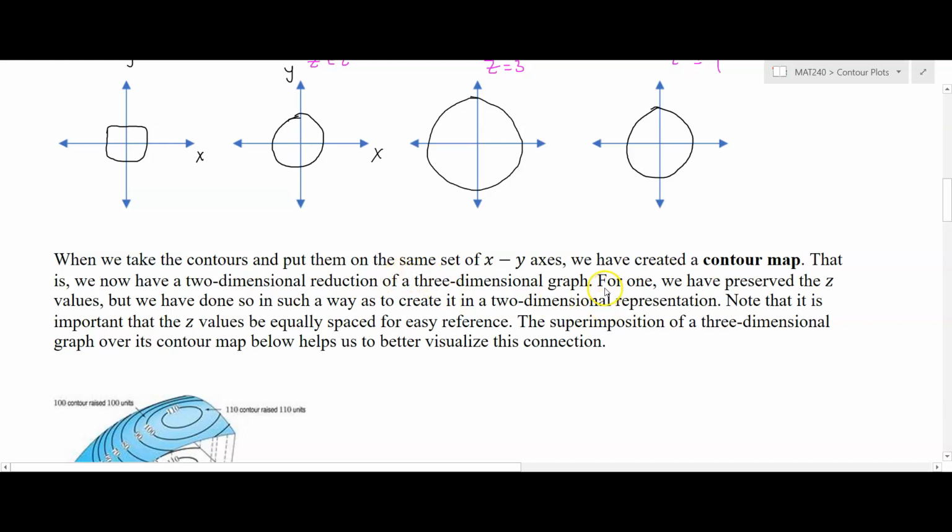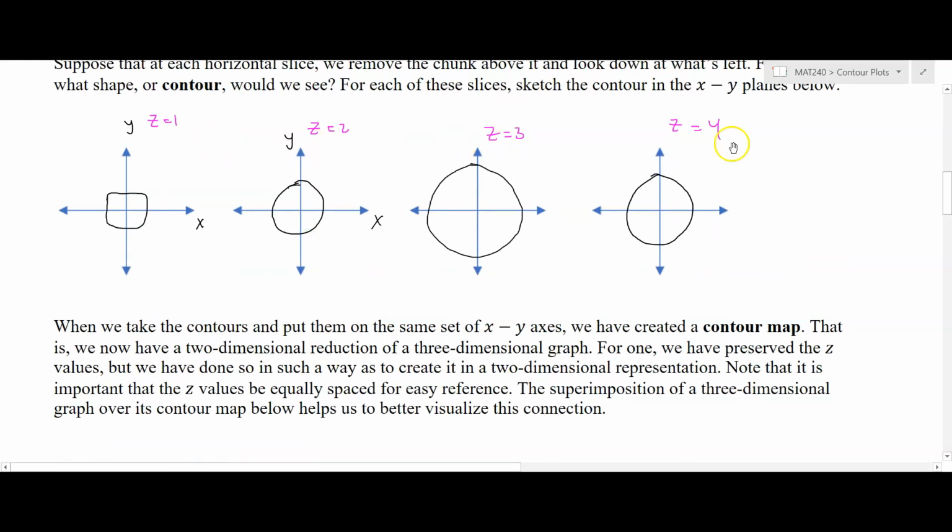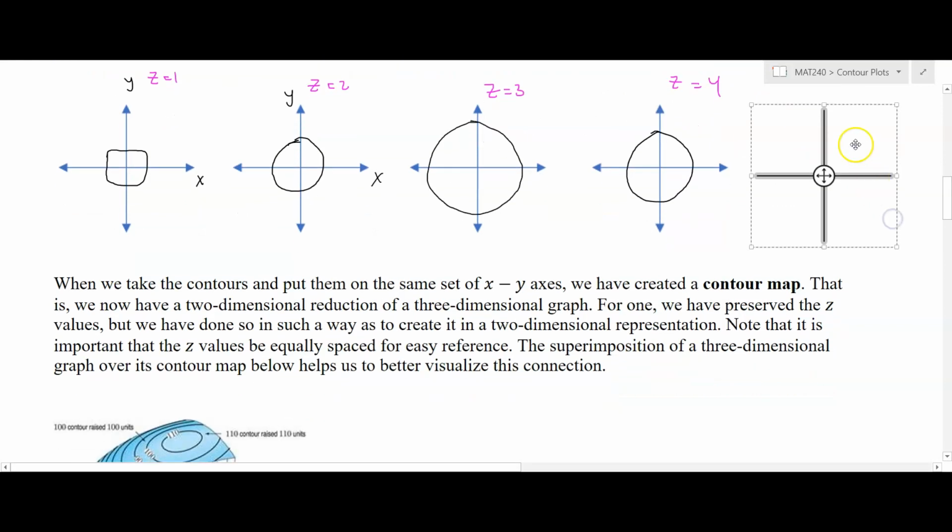For one, we have preserved the z values, but we have done so in such a way as to create it in a two-dimensional representation. Note that it is important that the z values be equally spaced for easy reference. So we had z equals 1, 2, 3, 4. The spacing between them could be z equals a half, z equals 1.5, z equals 2.5, but the step size between the different z values should be kept the same to preserve some niceties of that graph. Otherwise, if you don't equally space them, it's hard to really understand what's going on. You'll see what I mean here in a moment.